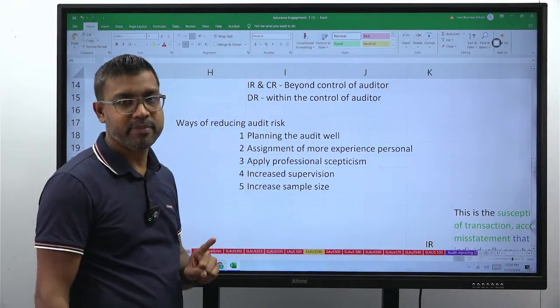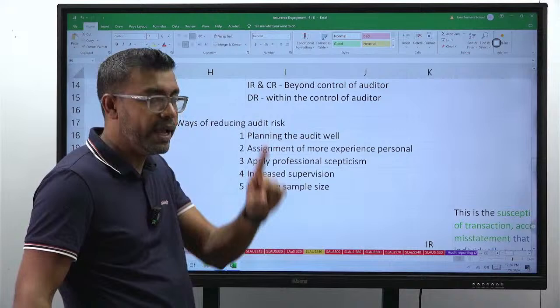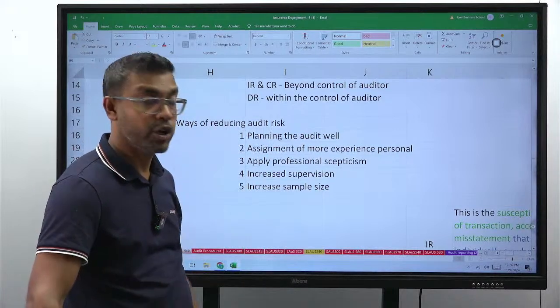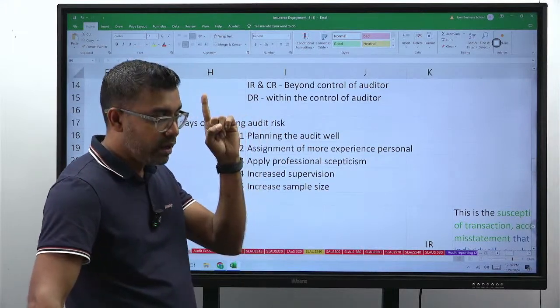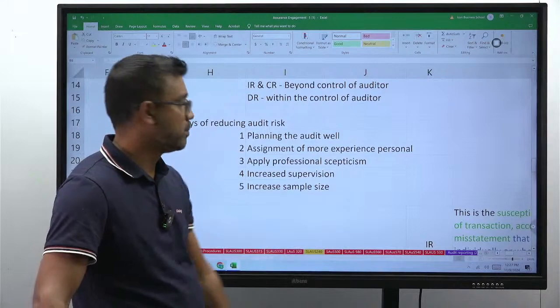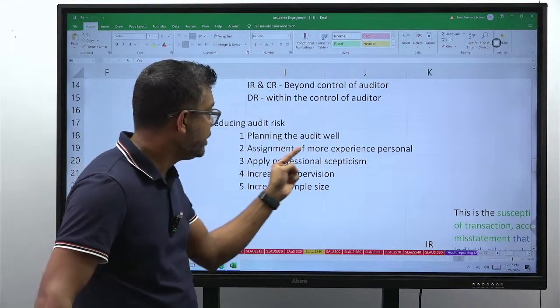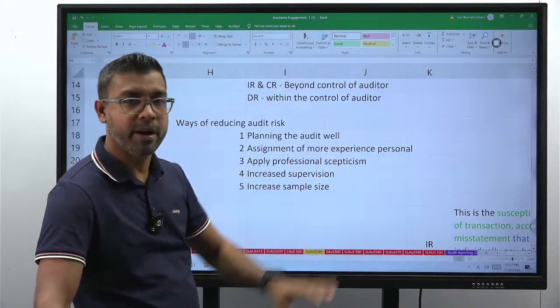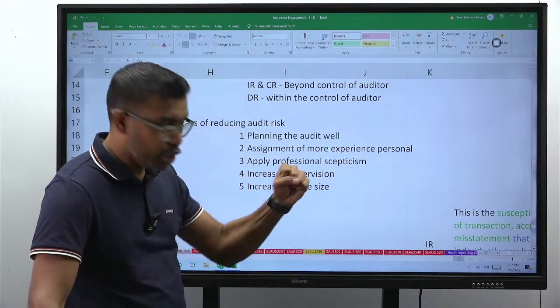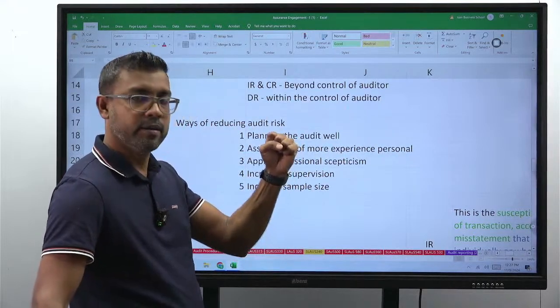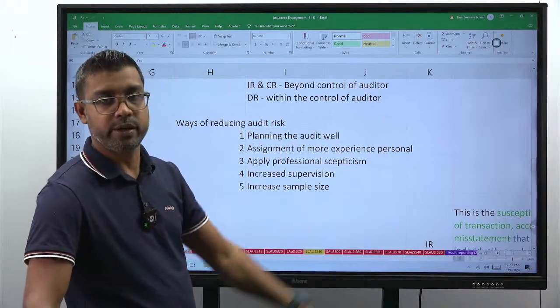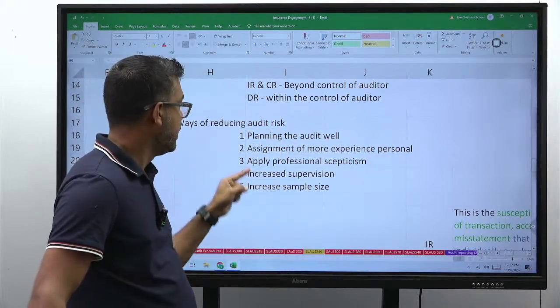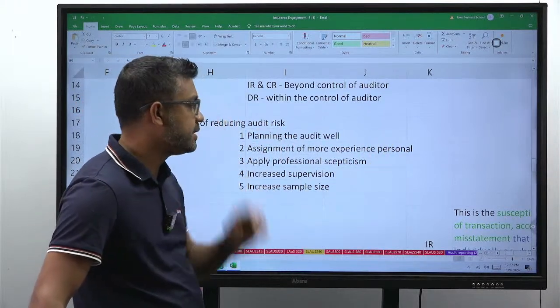Plan the audit properly. You have to identify the real, correct risk of material misstatements. Assignment of more experienced personnel: you allocate senior, expert, qualified people to the audit. Apply professional skepticism.